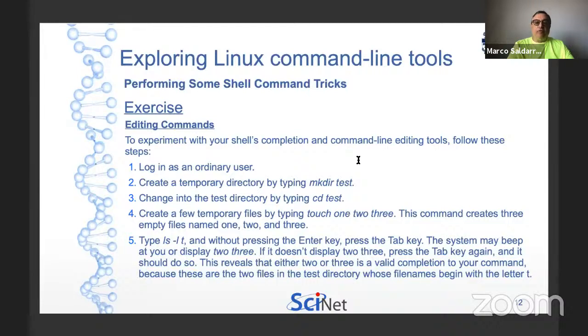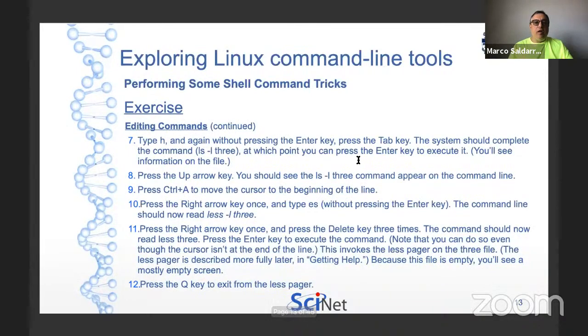If it doesn't show, you just press the tab again. So for example, if you type th and then tab, it's going to complete, because there are no more possibilities. The only possibility is the name 3 for the file. Here it is. If you type th, and again without pressing the enter key, press the tab key, the system should complete the command ls minus l 3, at which point you can press enter to execute the command.